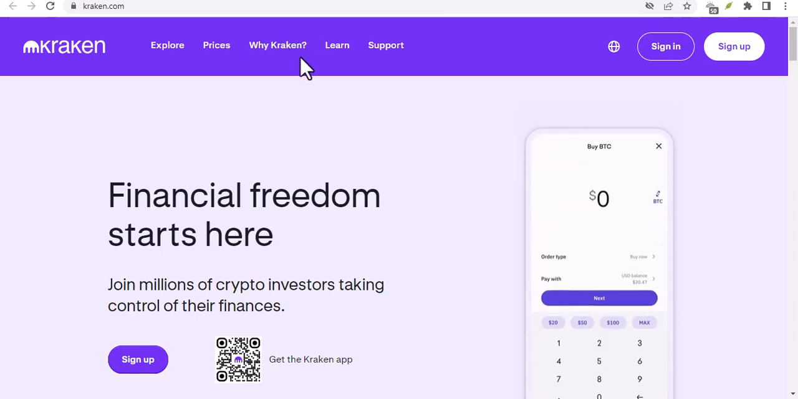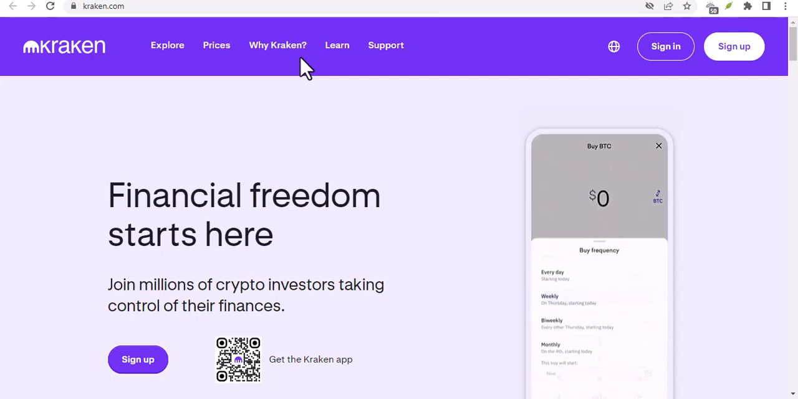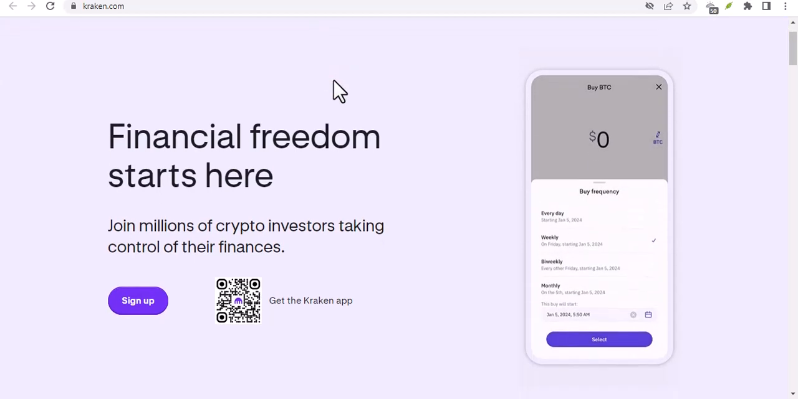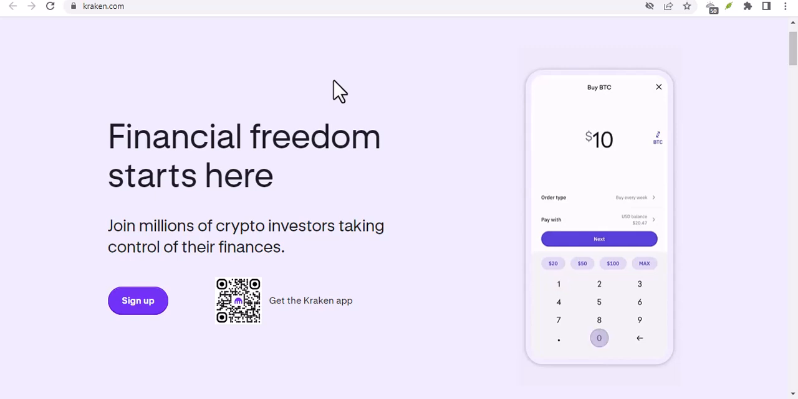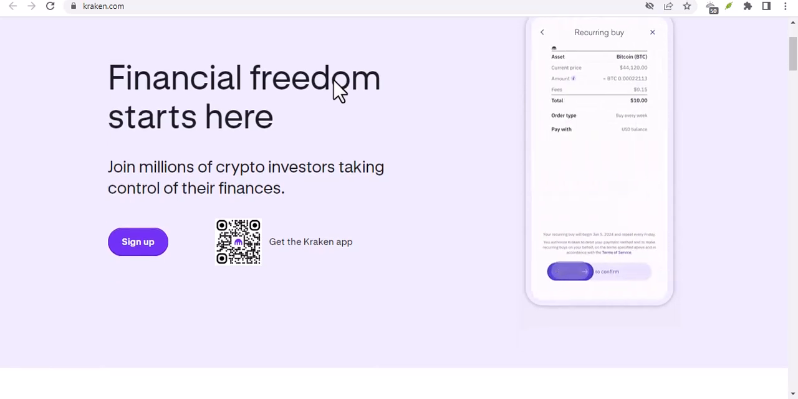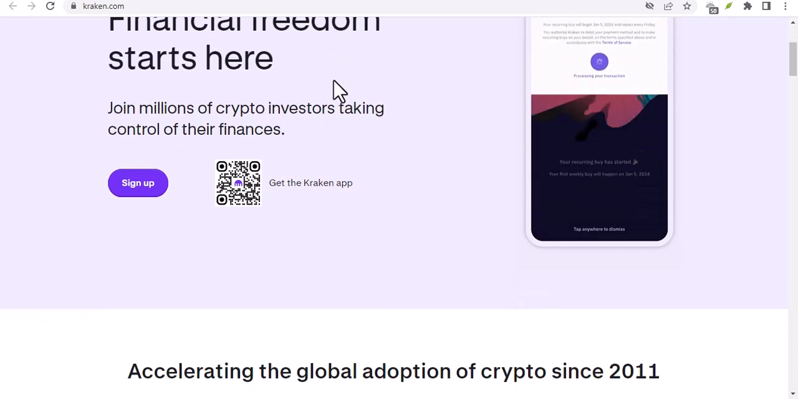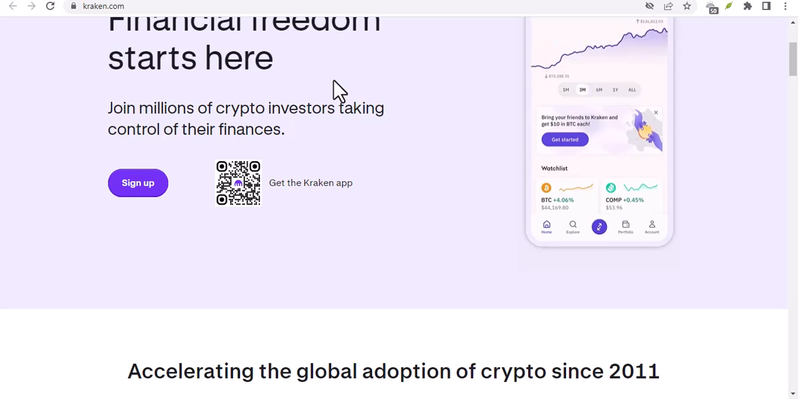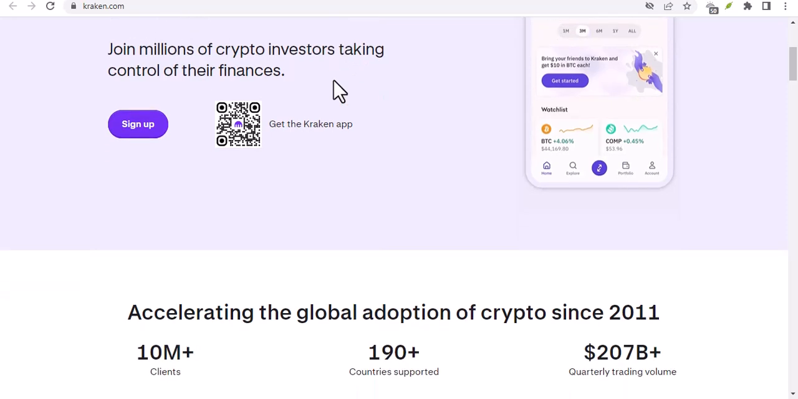Today, I'm going to be showing you how to send money from Kraken to your bank account. Before we get started, I want to make sure you understand the risks involved in using cryptocurrency exchanges. Kraken is a reputable exchange, but there is always a risk of losing your money when dealing with cryptocurrencies. I recommend that you do your own research and understand the risks before you start using any cryptocurrency exchange.